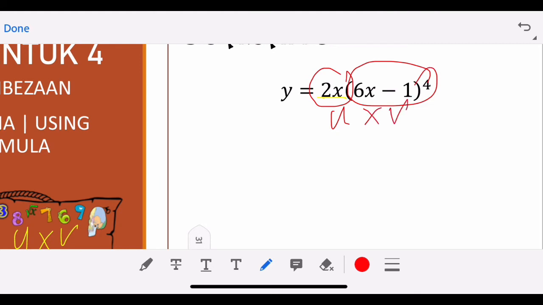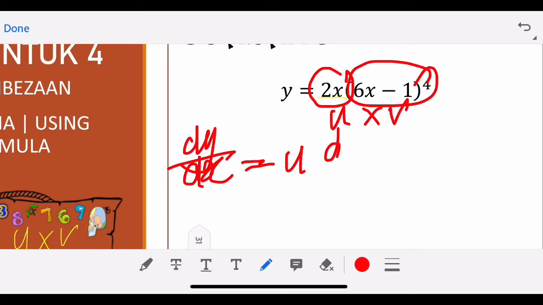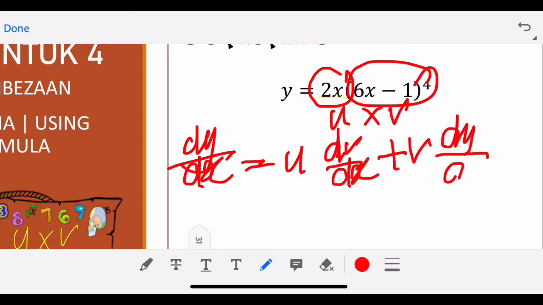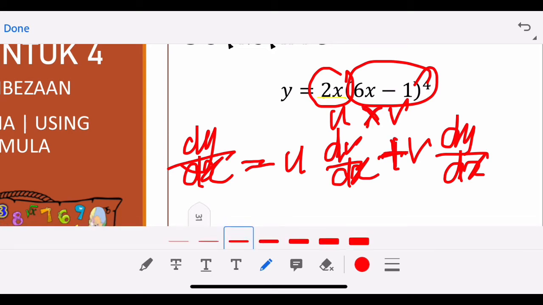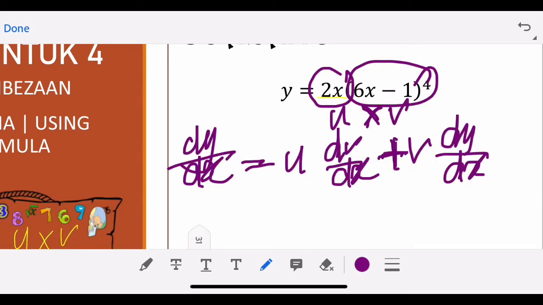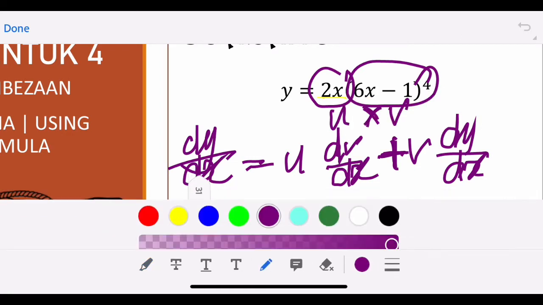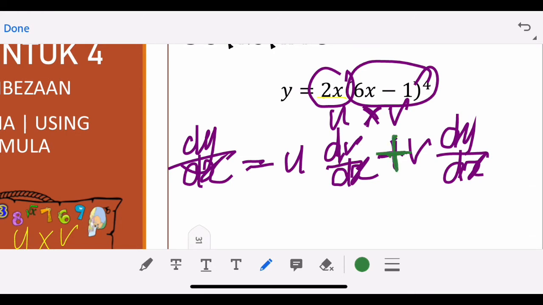Okay, it's multiplied. So the formula, I think I can write the formula for you. dy/dx is equal to u times dv/dx plus v times du/dx. So it's a plus. Okay, when multiplying, it is a plus, remember that. It's just like your logarithm: when multiply, you plus, right? So this is plus.